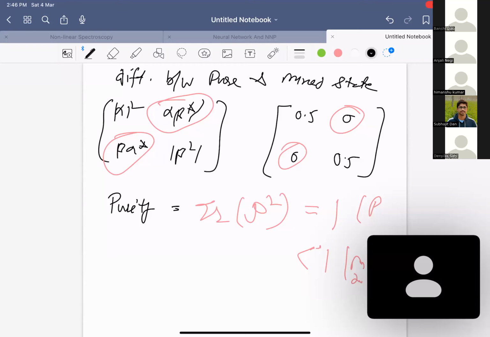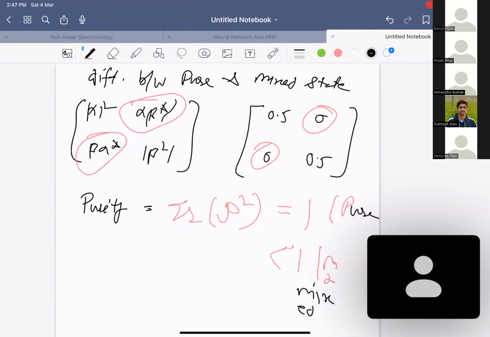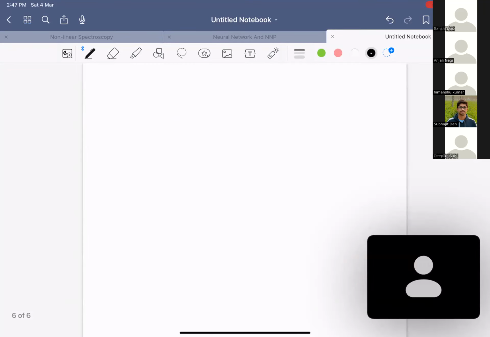Okay, Ravi. So this purity can be defined by the trace of rho squared. If it is equal to 1, then it's a pure state, and if it's less than 1, then it's a mixed state. Now, how do we represent these pure and mixed states on the Bloch sphere?